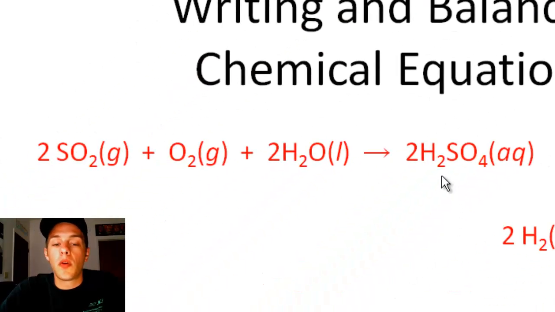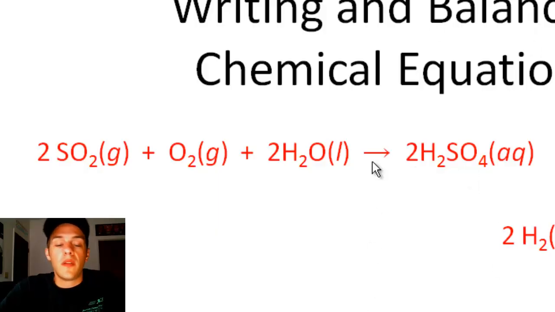And this chemical equation down here describes the production of sulfuric acid from sulfur dioxide. Sulfur dioxide is a very common pollutant, and it reacts with oxygen and water in the air to produce sulfuric acid. When you get enough sulfuric acid, it'll accumulate and fall down in the form of acid rain, and this can be very harmful to plants and aquatic life.